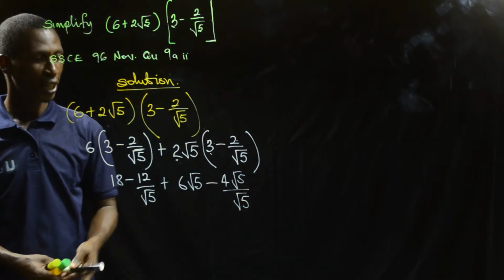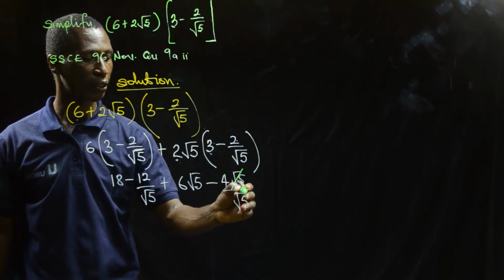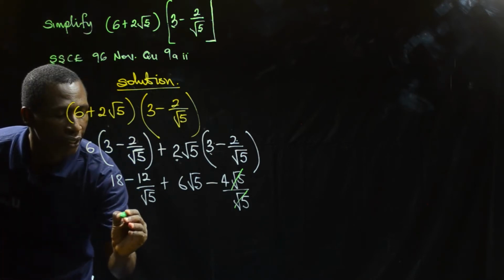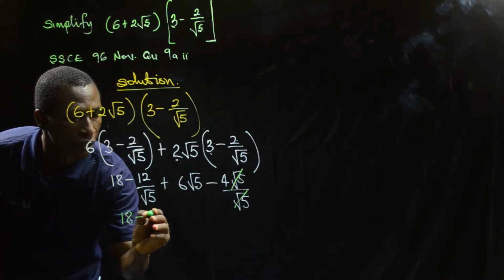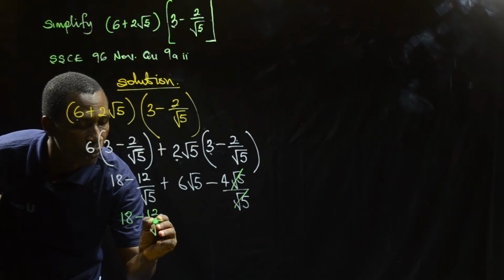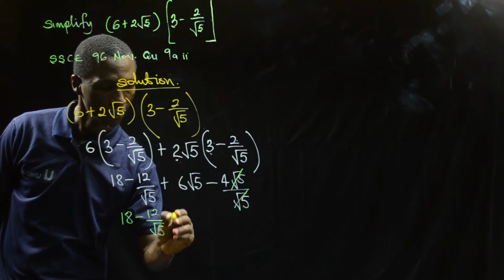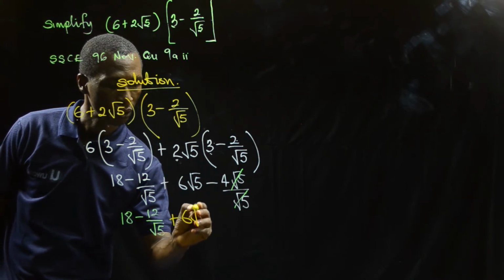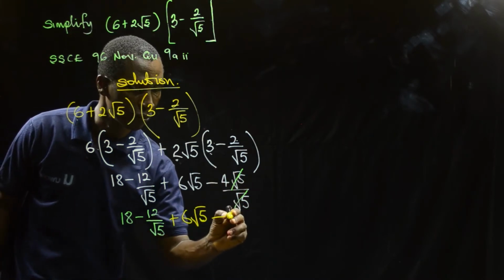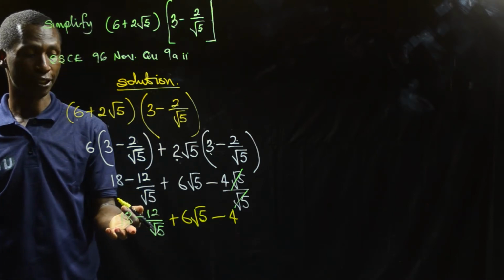But at this point, you can clearly see that root 5 is a like term. So this root 5 will cancel this root 5. Then the expression now becomes 18 minus 12 over root 5 plus 6 root 5 minus, since I've cancelled out, I'm left with what? 4. Good.